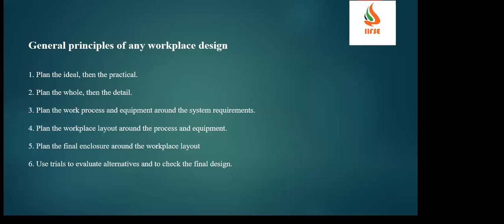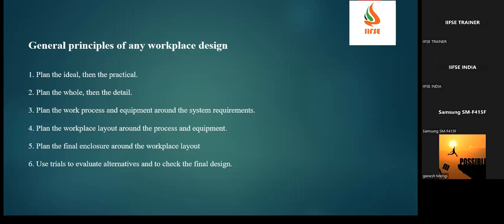So in workplace design, we considered the ideal and how much we can practically do to make it more comfortable for the workman. And we also discussed the complete plan. It should not be planned for half of the things now and half of the things 5 or 10 years later. We should plan the whole workplace, how it is going to be designed and how it is going to be reflected. And also we discussed the work process and equipment, and the system requirements. For the process, what equipment is required, and what system requirements are needed. And also we plan the workplace layout around the process and equipment.